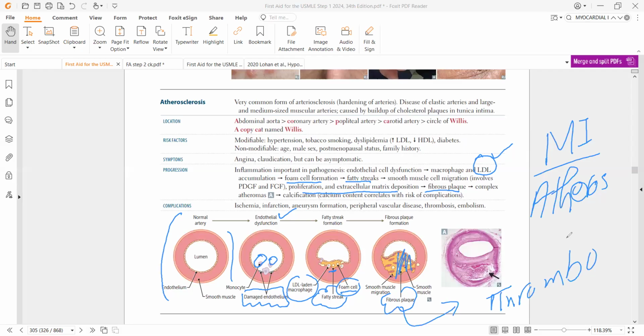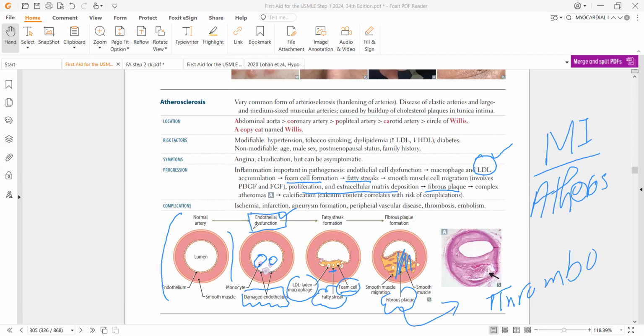So again, USMLE loves to ask which of the following is the initial injury. So it is endothelial dysfunction. Which of the following things correlates with, or increases the risk of, the complication? So it is calcium, right? The calcium deposition determines the risk of the complication, while the initial injury is endothelial dysfunction, right? In many ways, they ask about these things.